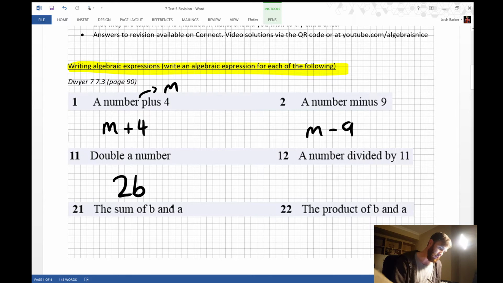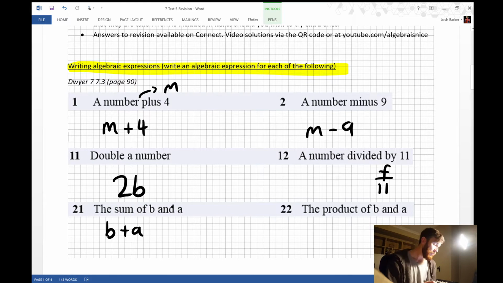Next one, a number divided by 11. Let's go F for Flynn, divided by 11. And again, in algebra, you can express that as a fraction instead, in which case you'd write F over 11. They mean the same thing. Either of those is fine. The sum of B and A is just B and A added together. So whatever B represents is added to whatever A represents.